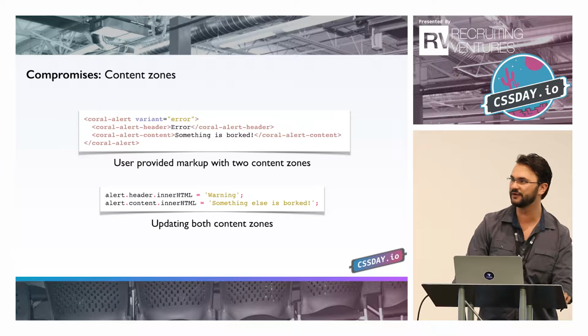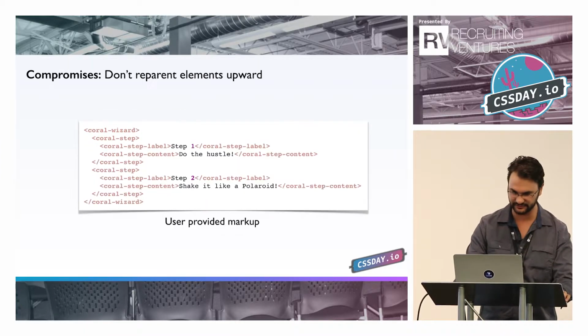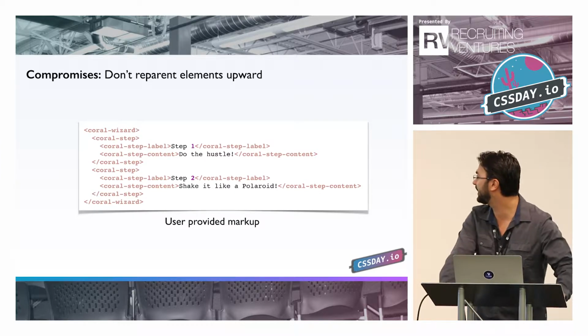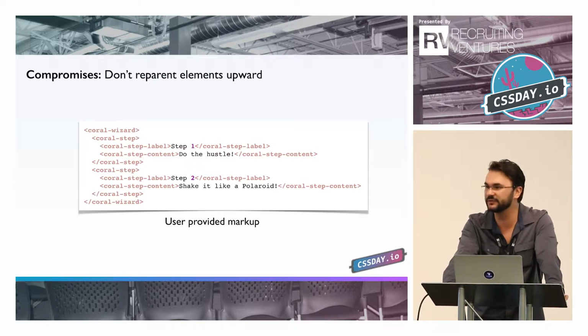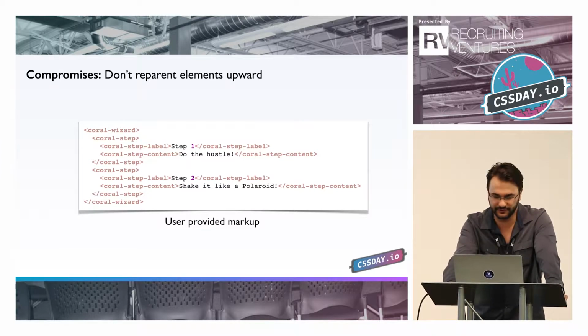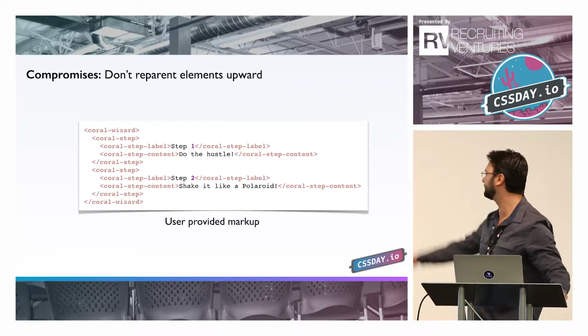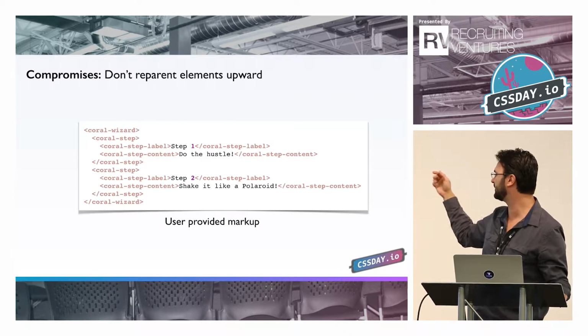So there was a little bit of talk about React already today, and we had to make some compromises to support it. In order to work with these virtual DOM libraries, we found that we needed to be very careful about what we did with user-provided markup. So for instance, if the user provides a set of steps for a wizard, we've got a Coral wizard. Inside of it, we've got a Coral step. Then there's a step label and a step content.